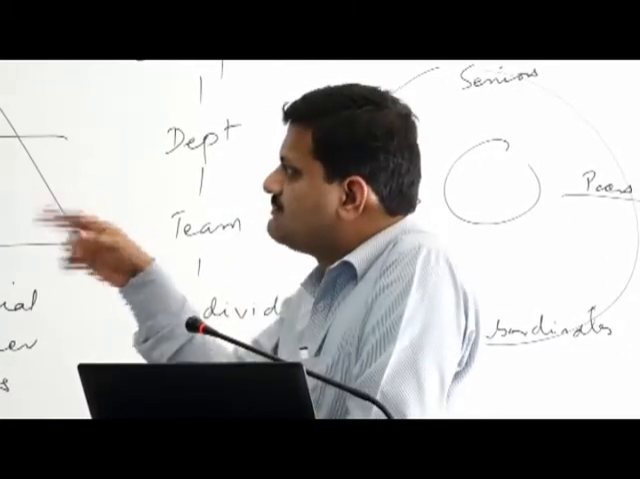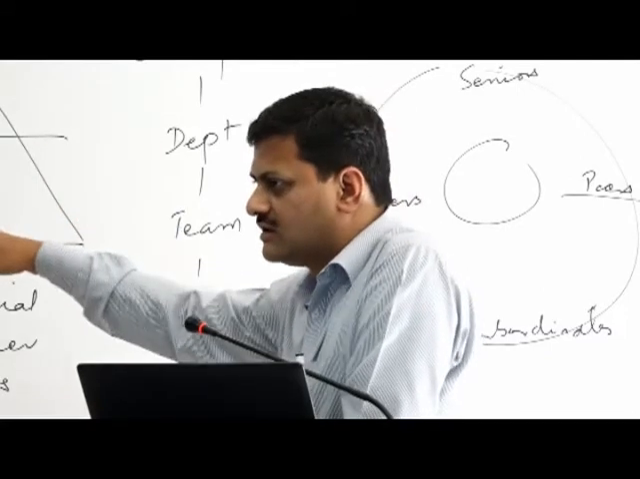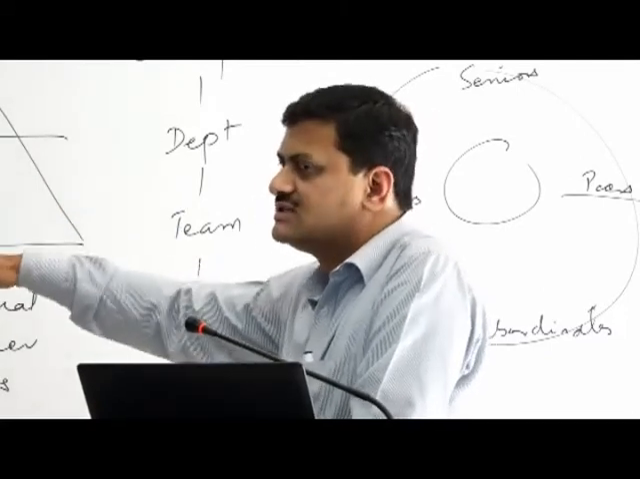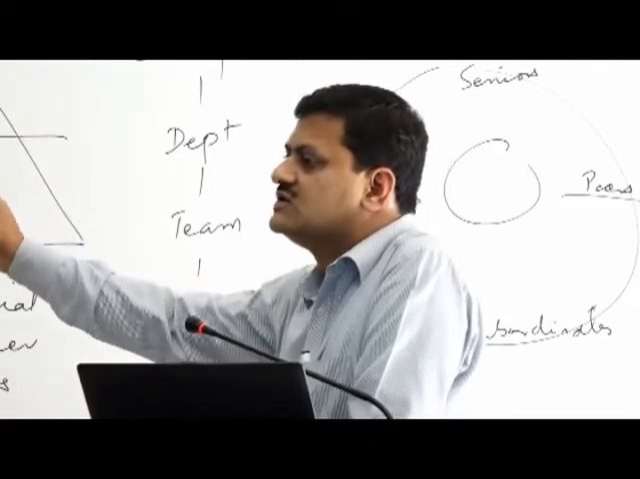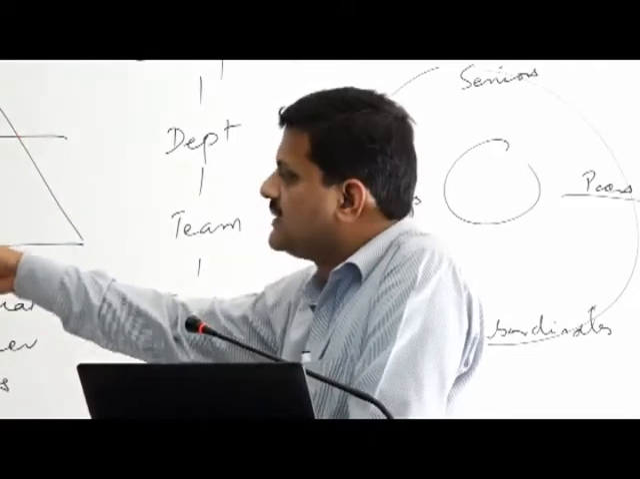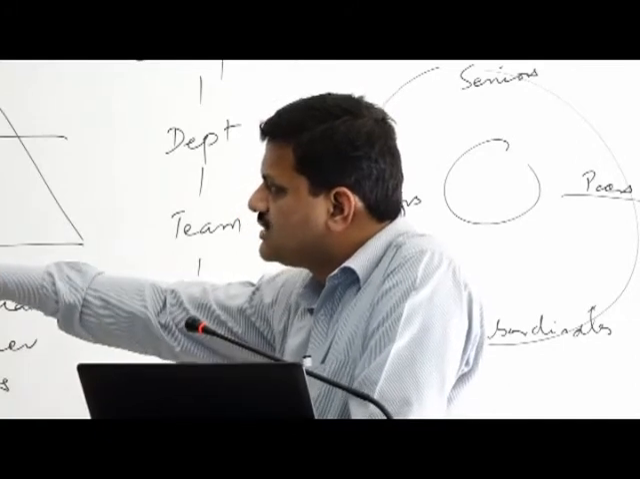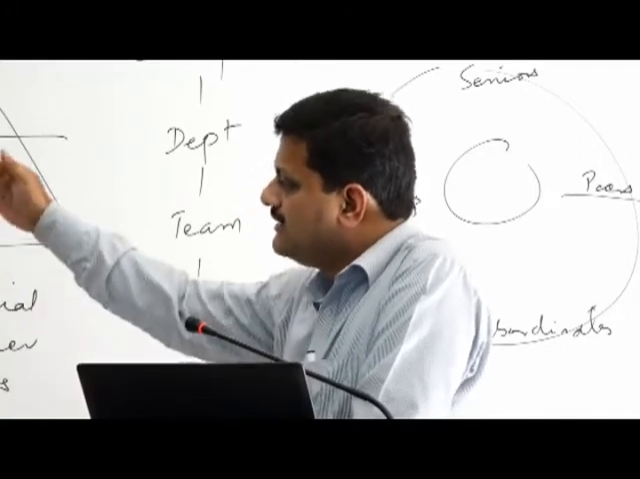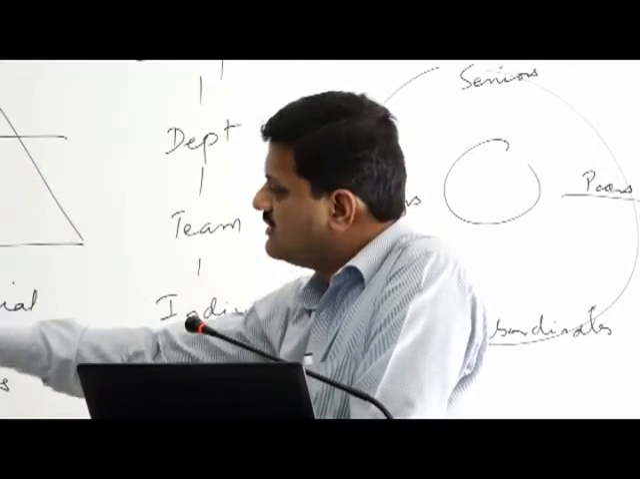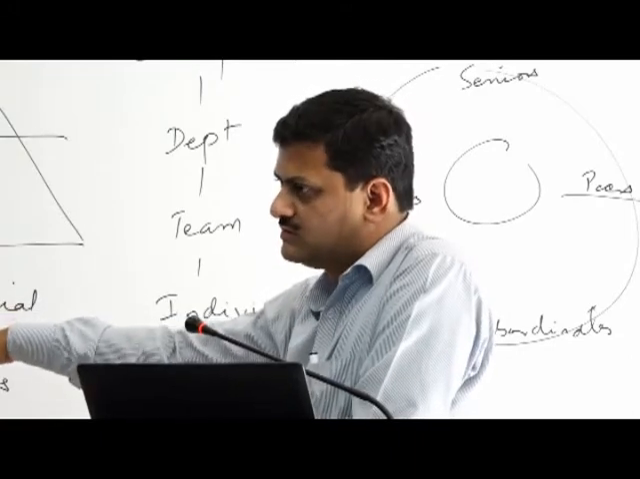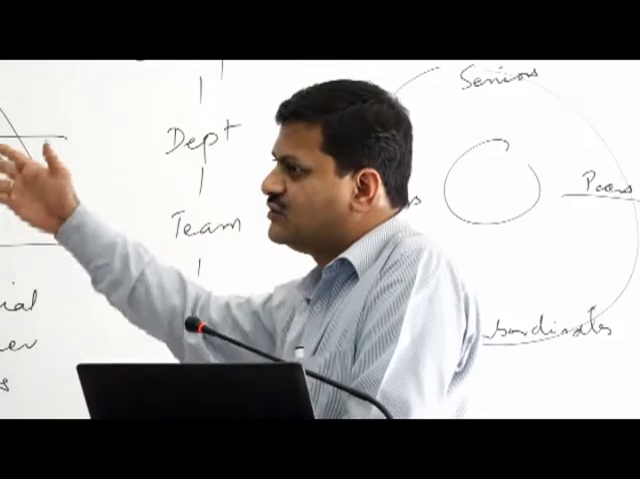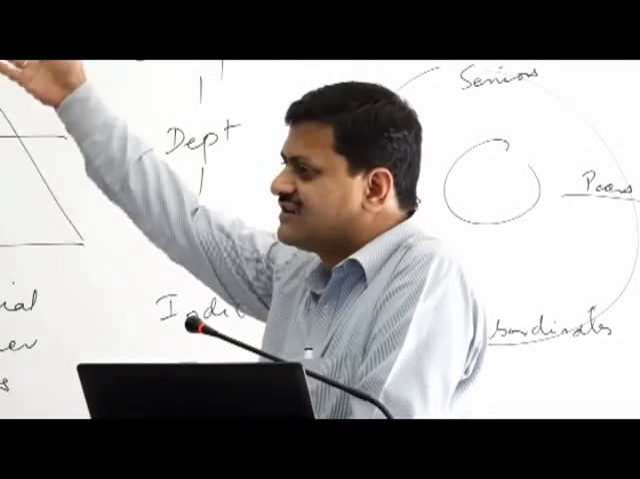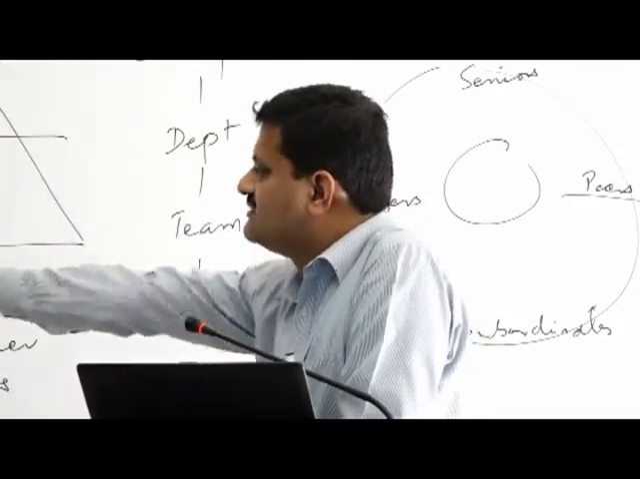So this is the comparison between flat versus tall. Tall is where you have multiple hierarchies, but the span of control is small. While in the case of a flat organization, you have fewer hierarchies, but the span of control is more. Now what are the positives and negatives? What do you think could be a benefit of having a tall organization and a flat organization?